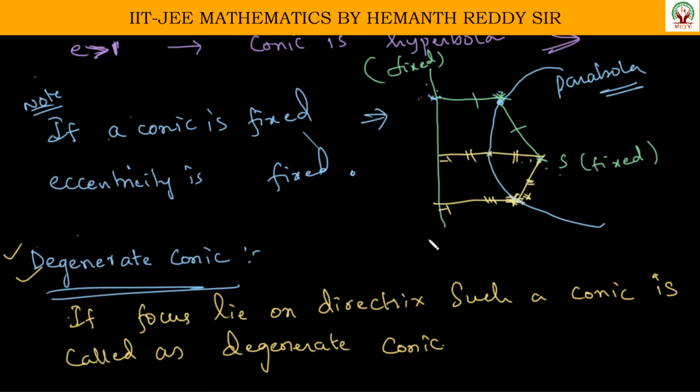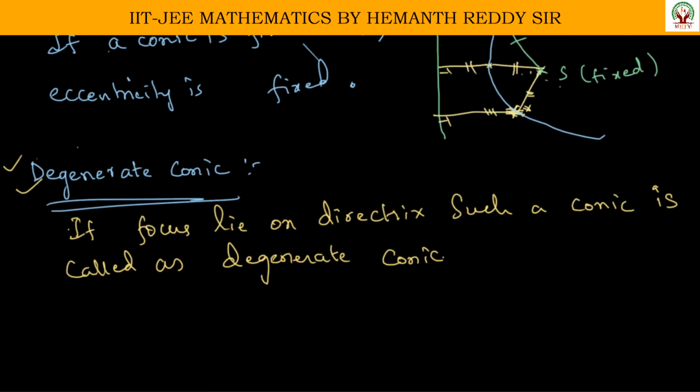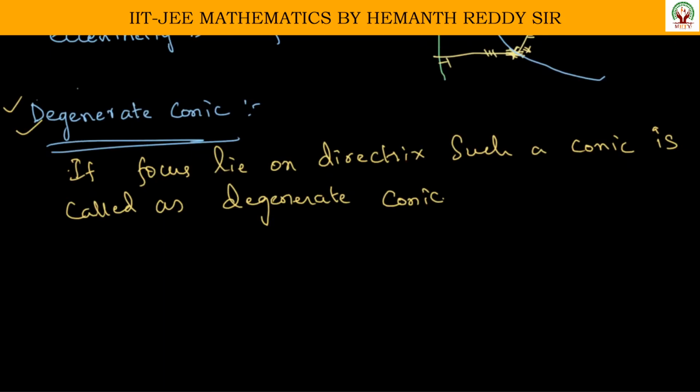Whenever we talk about any conic section, you will always be talking about the focus and the directrix, because without these two there is no problem to talk about. And eccentricity is also present. Now, if a focus lies on the directrix, such a conic is called a degenerate conic. Next, non-degenerate conic.